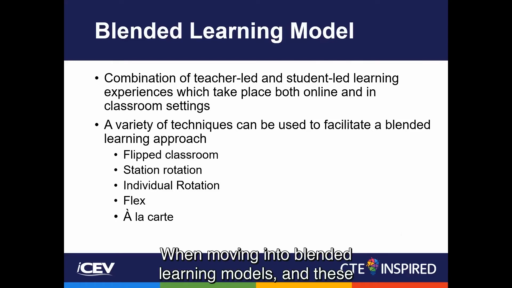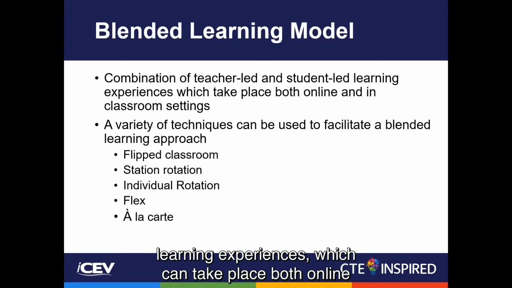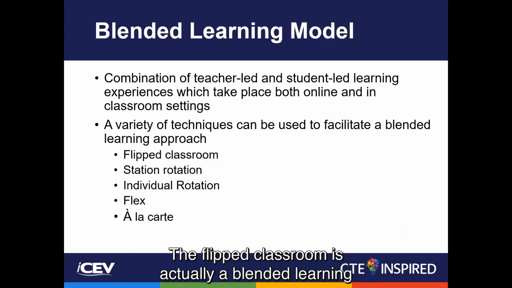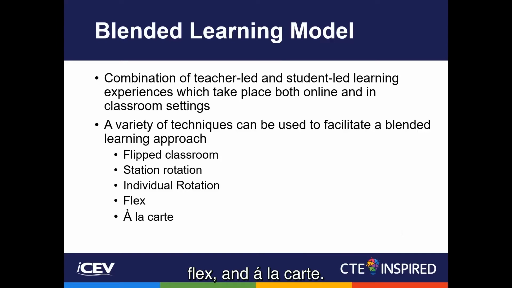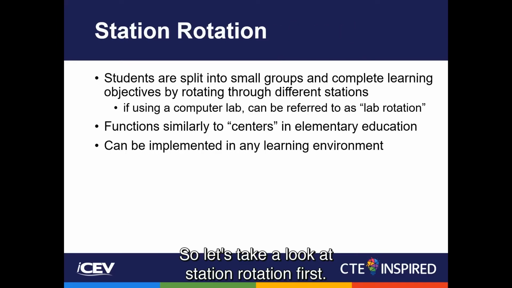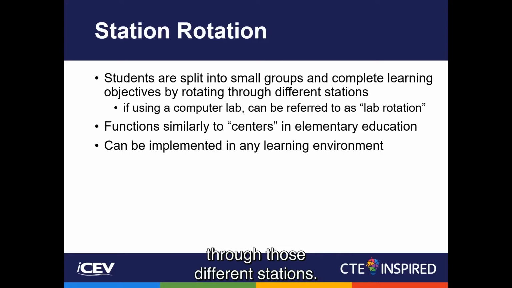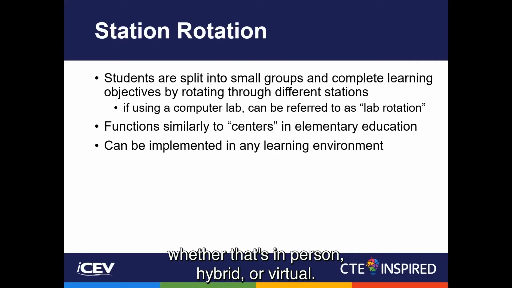Blended learning models are a combination of teacher-led and student-led learning experiences, which can take place both online and in classroom settings. There's lots of different ways to apply blended learning. The flipped classroom is actually a blended learning model, but a few others are station rotation, individual rotation, flex, and a la carte. Let's take a look at station rotation first. This is when students are split into small groups and complete learning objectives by rotating through different stations. If you're using a computer lab, it can also be referred to as lab rotation. This is going to function very similarly to the centers concept in elementary ed, and it can really be implemented in any learning environment, whether that's in person, hybrid, or virtual.